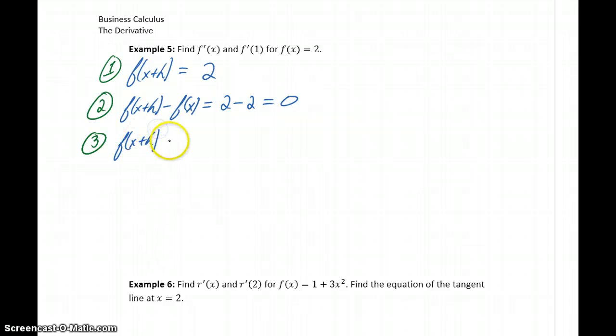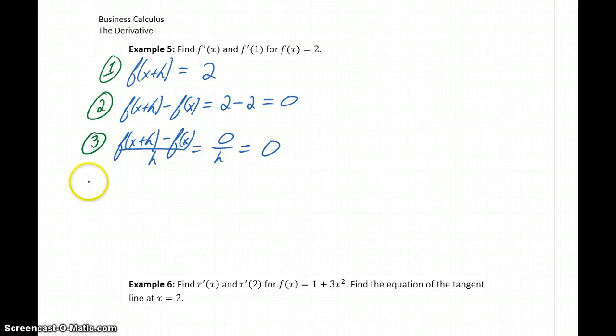Then we want to find f of x plus h minus f of x divided by h. That numerator we know is 0, divided by h, which gives us a value of 0. And then in the fourth step, we want to evaluate the limit as h approaches 0 of this expression. In this case of 0, the limit of a constant is always just that constant. So our result here is 0.